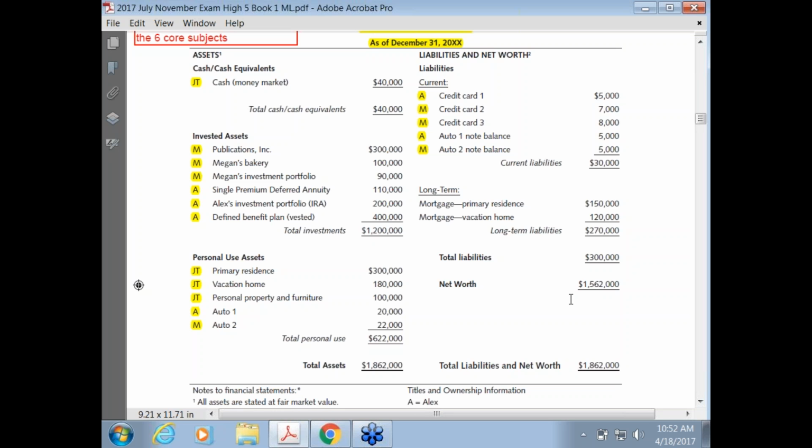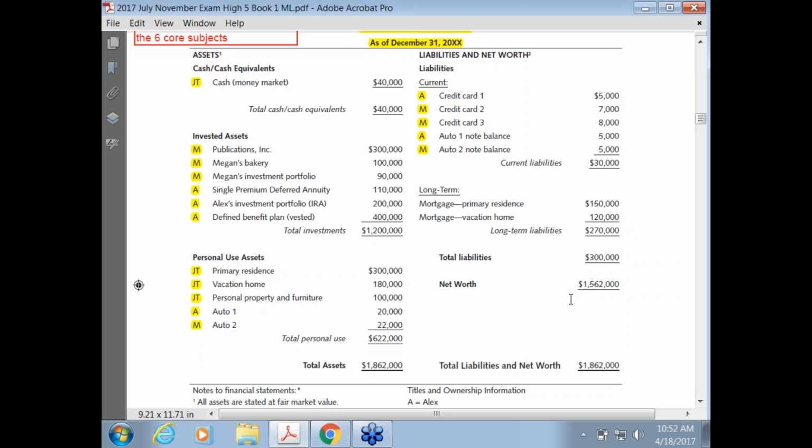And then you know the balancing effect of assets minus liabilities equals net worth. Net worth plus liabilities should be the same total as the assets. You might have to do some quick math with that. But these are important.